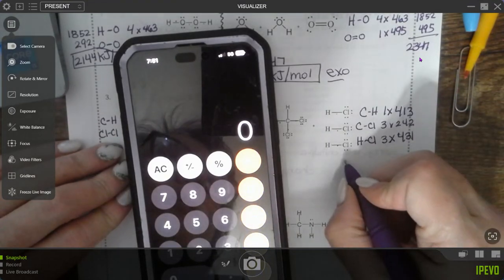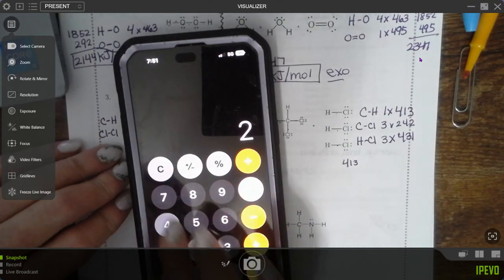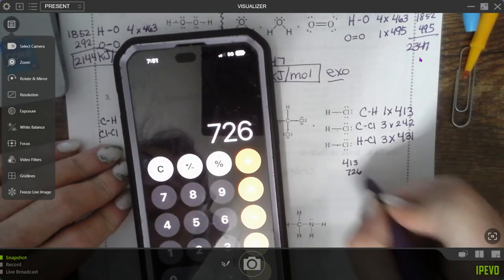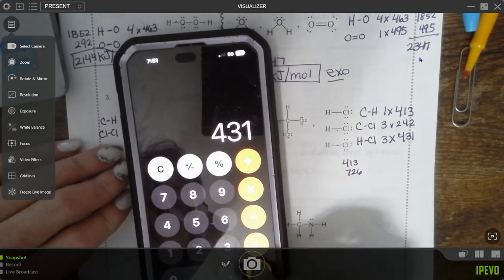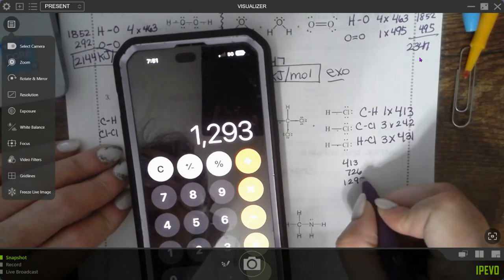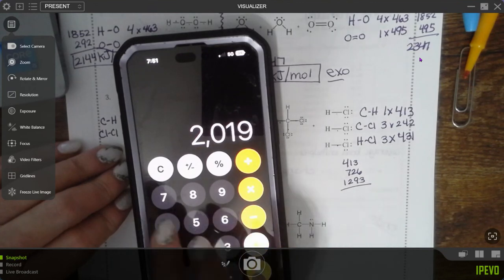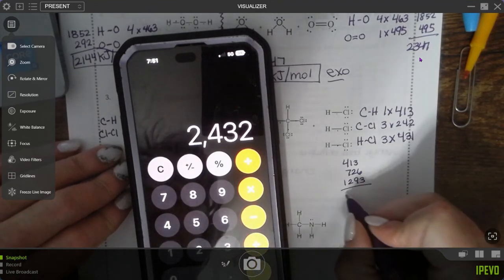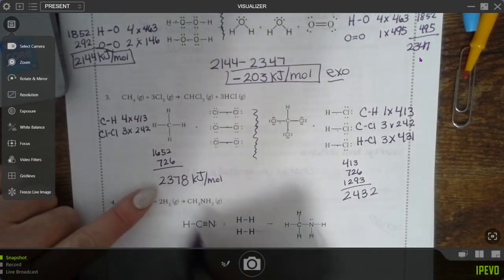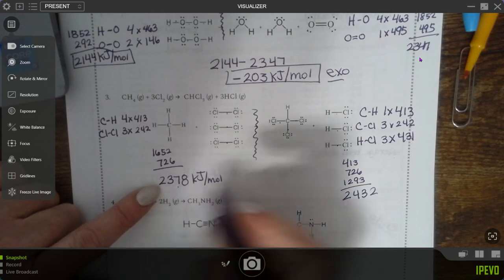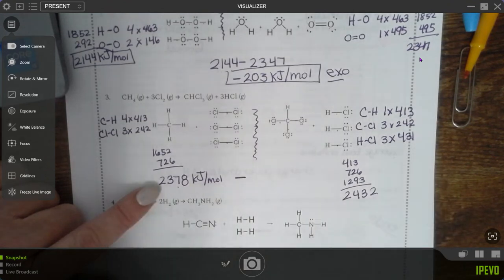So let's do some math here. We've got 1 times 413, so 413, plus 3 times 242, which is 726, and 3 times 431, which is 1293. Let's add those together, and we get 2,432. All right, so we're going to take 2,378 minus 2,432.